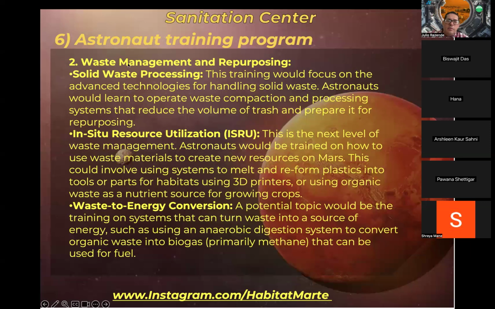The second topic for training astronauts to work in this facility would be waste management. This would be related to solid waste processing, in situ resource utilization, and the use of systems to reform plastics into tools or parts for habitats, and also waste-to-energy conversion. These are also very important and interesting topics.